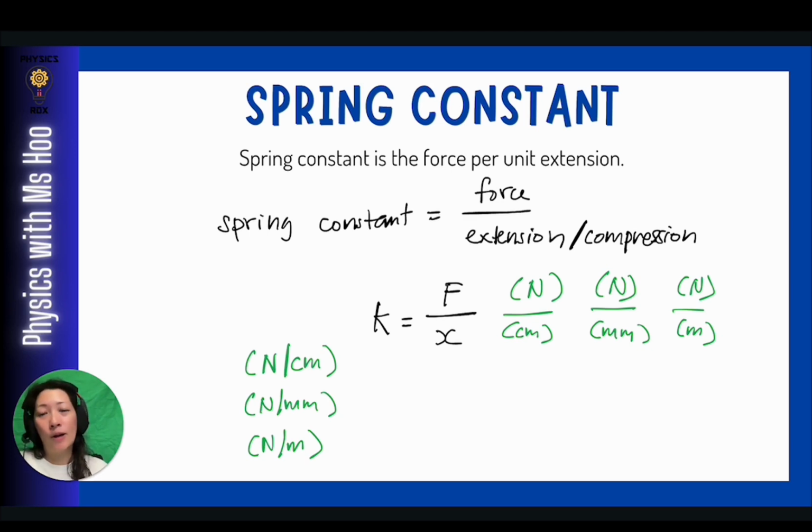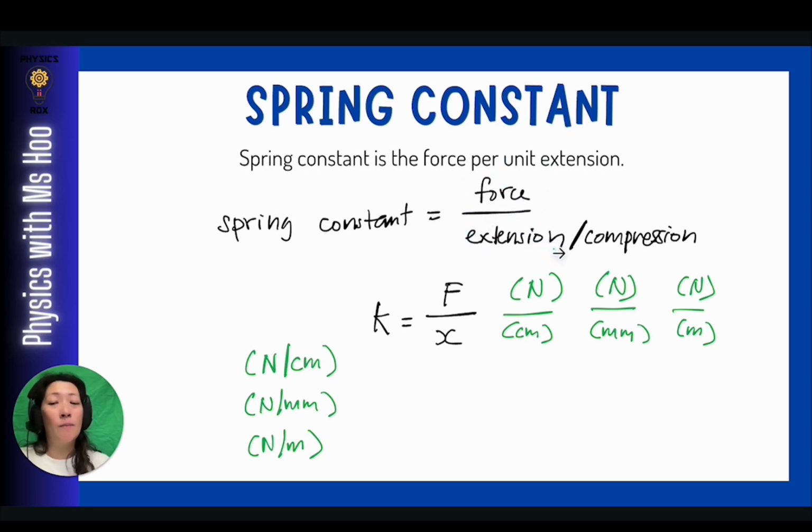You might find in some questions they don't call it spring constant because they may be using other elastic objects like a rubber band. So in those cases, they're called force constant or elastic constant. The way you calculate it is the same. So to understand spring constant, basically it means how much force is needed to extend the spring. The greater the spring constant, the more force is needed to extend the spring.